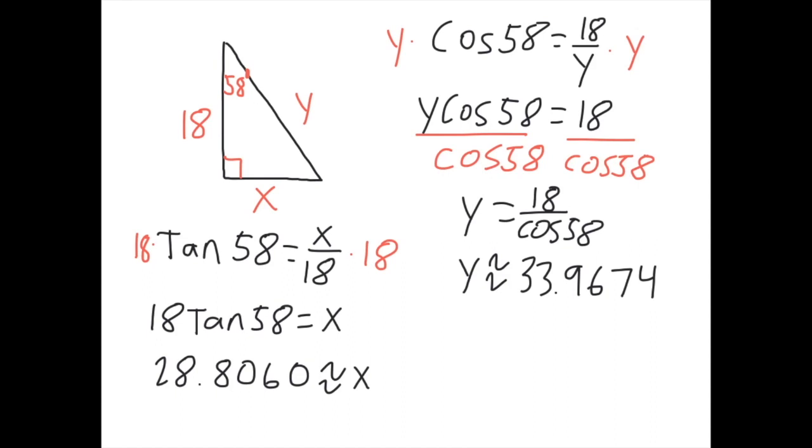So you have to notice the difference. If x is on the top, then you multiply both sides by the denominator, which will be a number. If the variable is on the bottom, you multiply both sides by the denominator, which is the variable, and then divide by what's multiplying y.